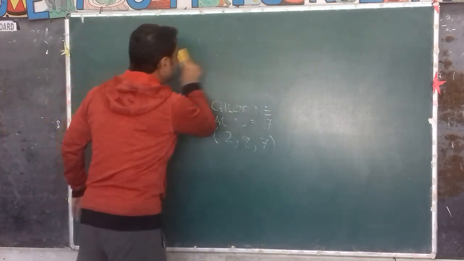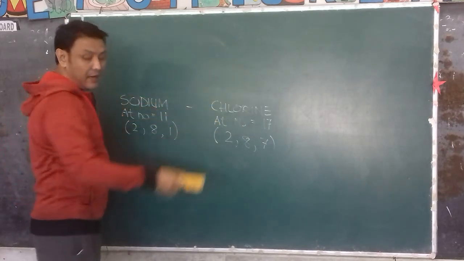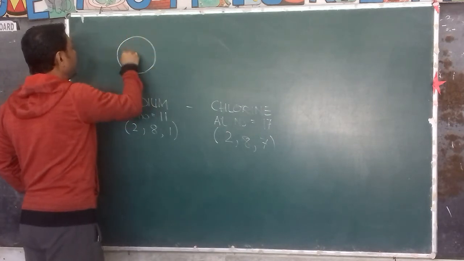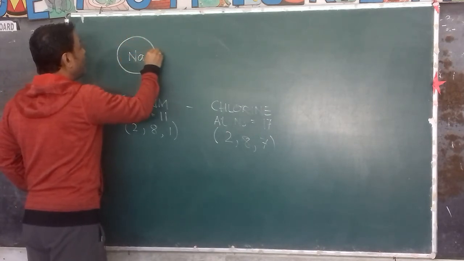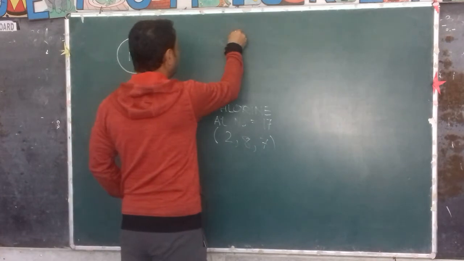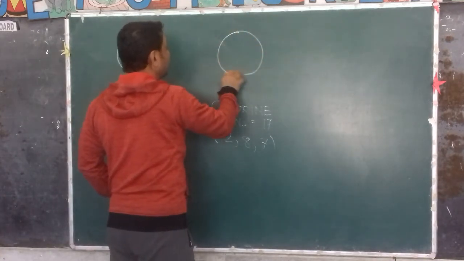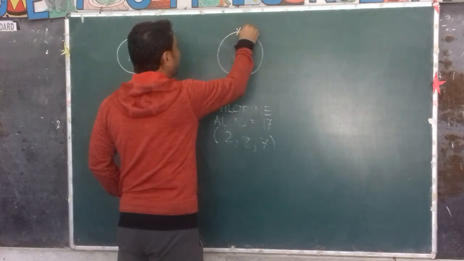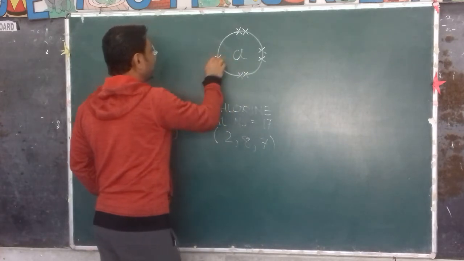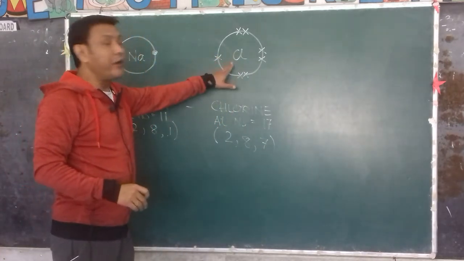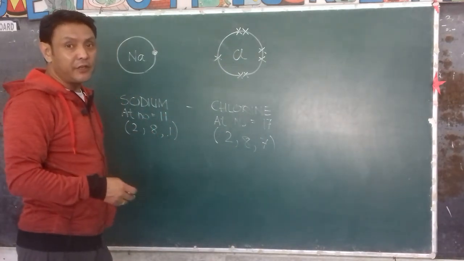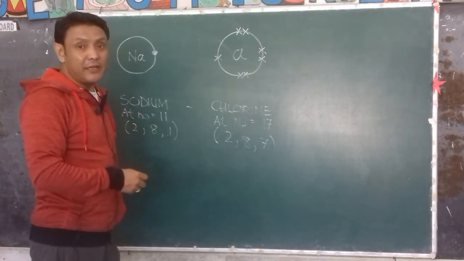So let us talk about the outermost shell of sodium. Sodium will have how many electrons in the outermost shell? The sodium atom will have 1 electron in its outermost shell. And the chlorine atom will have how many? 7 electrons in the outermost shell. 1, 2, 3, 4, 5, 6 and 7. So how many electrons does chlorine need to be stable? It needs 1 electron to have a stable electronic configuration, or 8 electrons in the outermost shell.